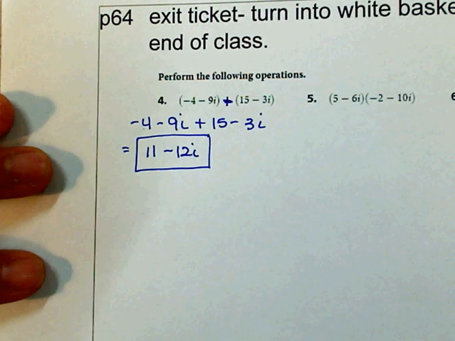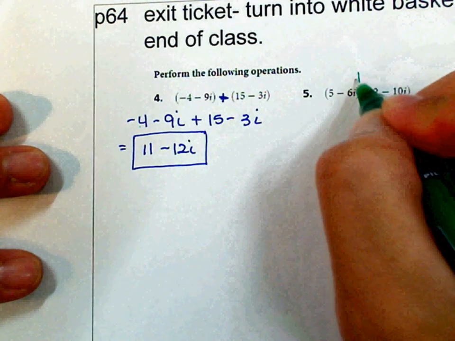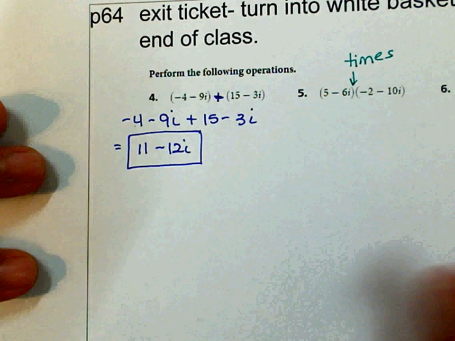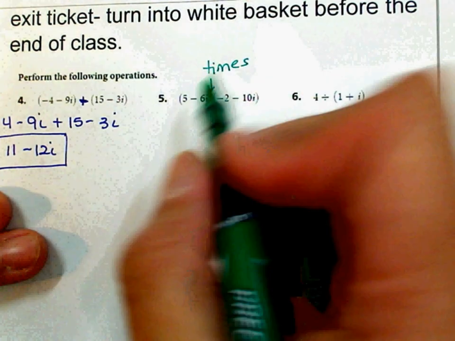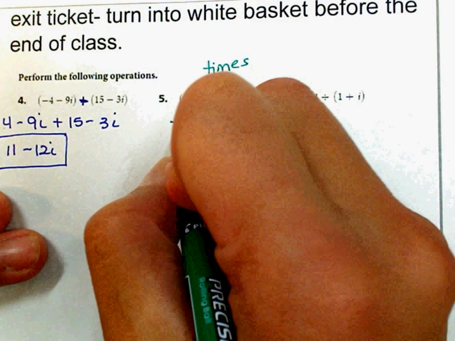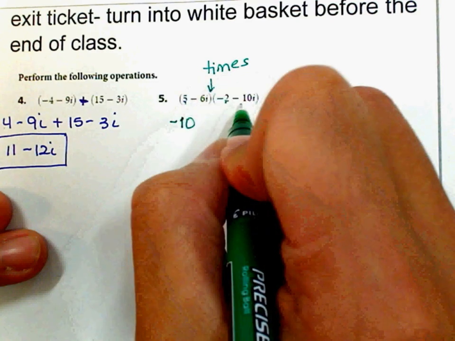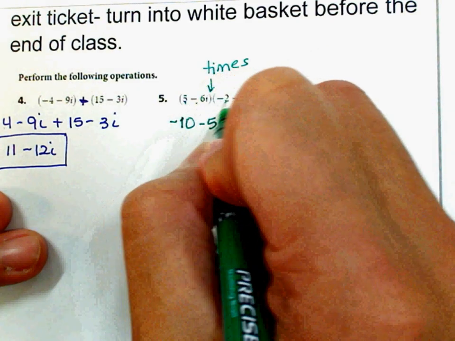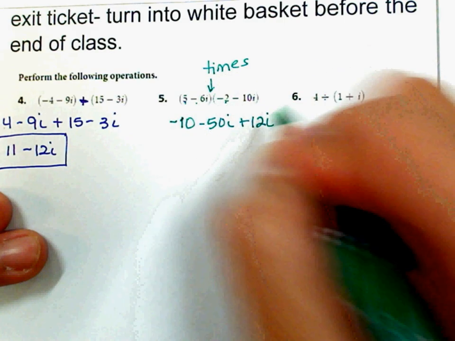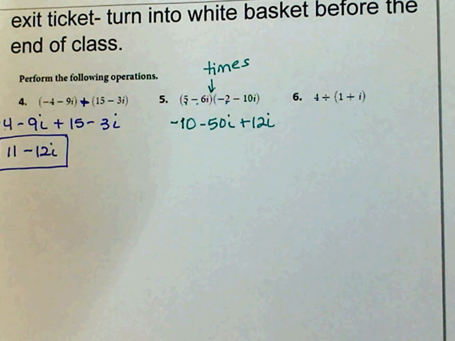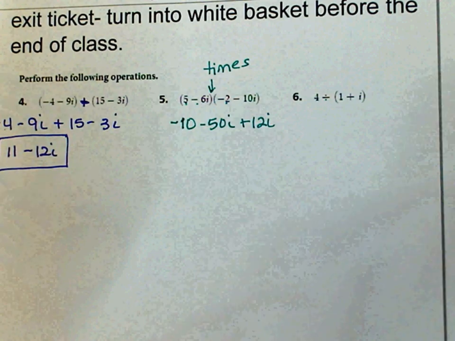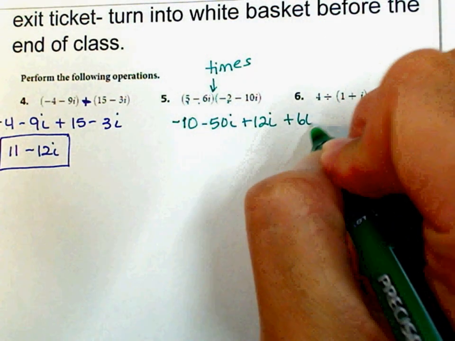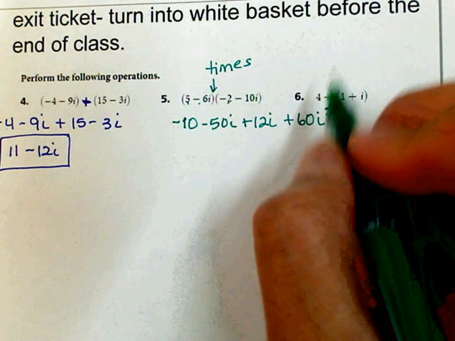Let's look at 15. What is the symbol between them? That's a multiplication. So you are going to multiply. So 5 times negative 2 is negative 10. 5 times 10i is negative 50i. Negative 6i times negative 2 is positive 12i. Negative 6i times negative 10i is positive 60i squared. That's a negative 1, so go ahead and make that a negative 60.